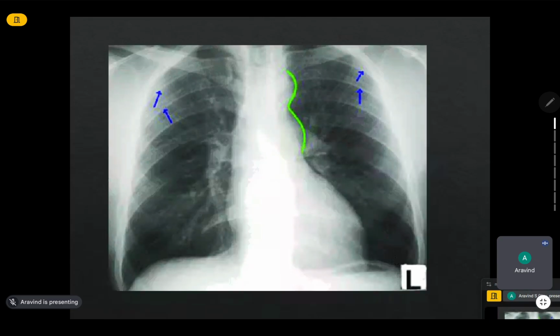And in coarctation of aorta, there is narrowing of the aorta distal to the origin of the left subclavian artery. You can see the figure of 3 sign. At the level of the aortic knuckle, you can see a 3-shaped aorta, the figure of 3 sign. It indicates coarctation of aorta.